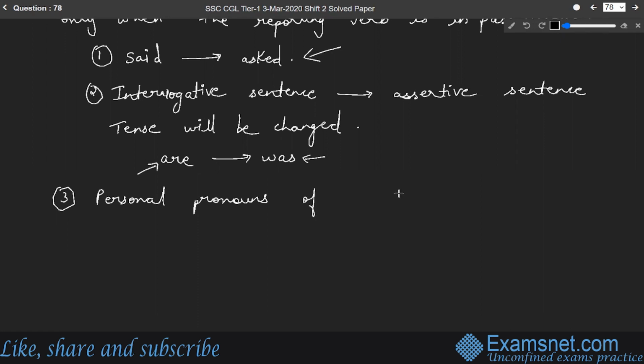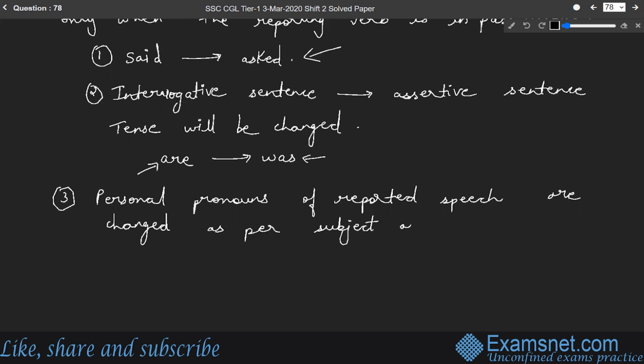of reported speech. What is reported speech again? It is direct speech. So personal pronouns of the reported speech are changed as per subject and object of the reporting verb.